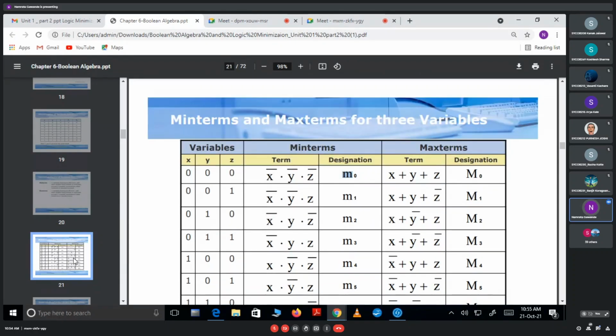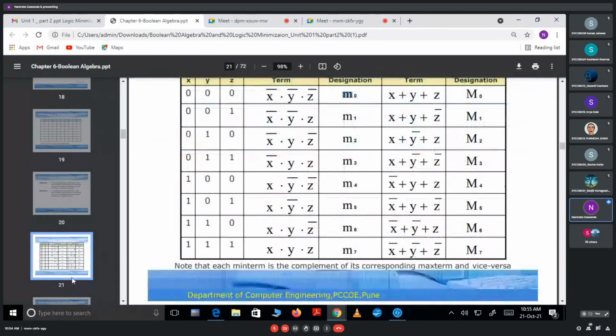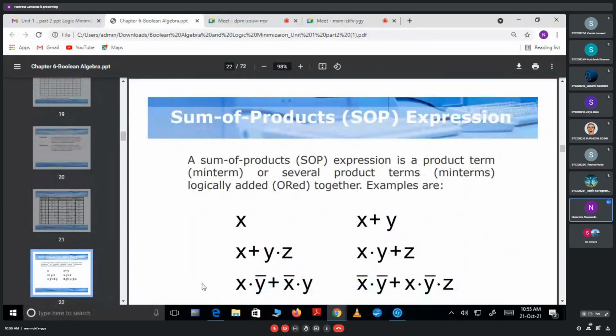Now, where are min term and max term required? We have seen the min term and max term. Actually where it will be useful, that will be in the next topic. So the next part is the sum of product, SOP. In your syllabus, there is a term SOP, that is the sum of product expression.